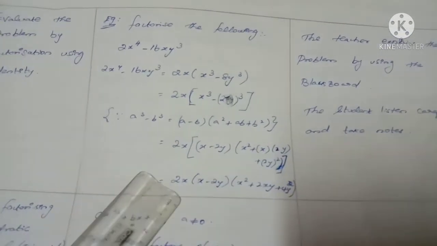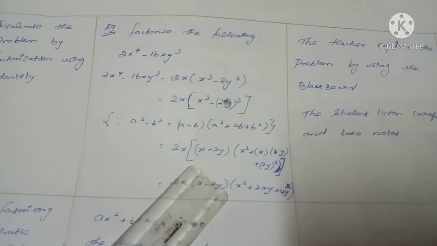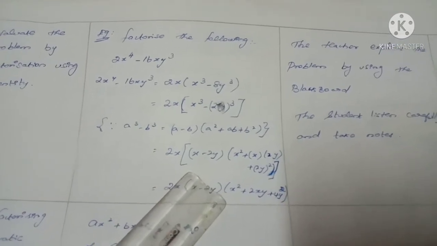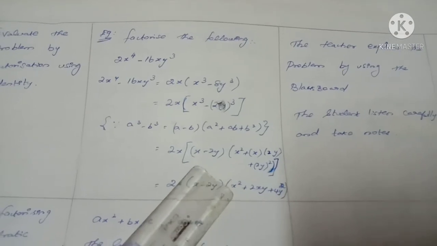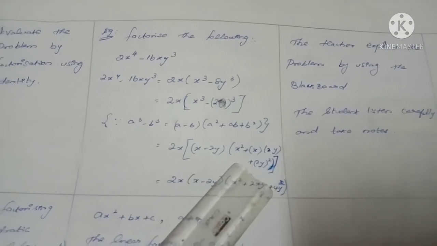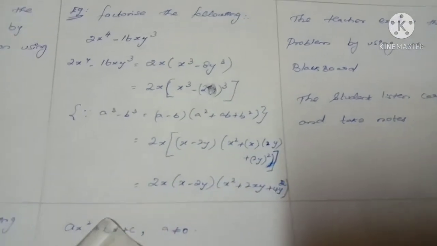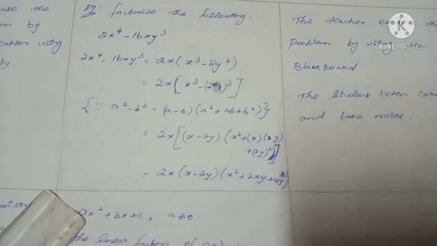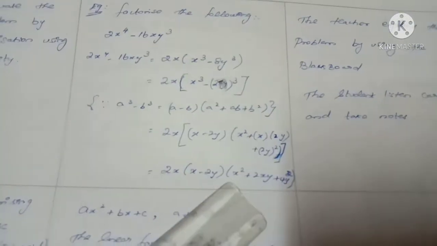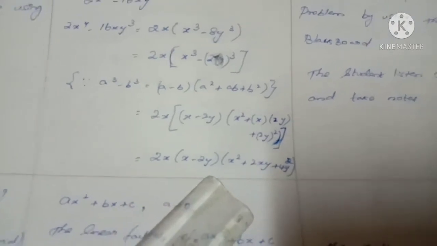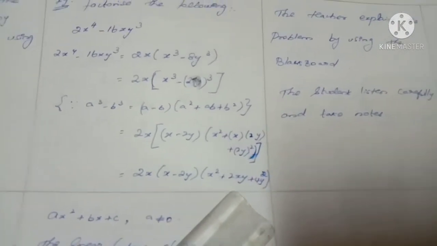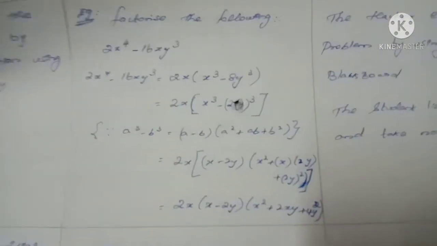That is equal to 2x bracket x minus 2y into x square plus x into 2y plus 2y whole square, close the bracket. The next line, 2x of x minus 2y into x square plus 2xy plus 4y square. I'll show you closely.